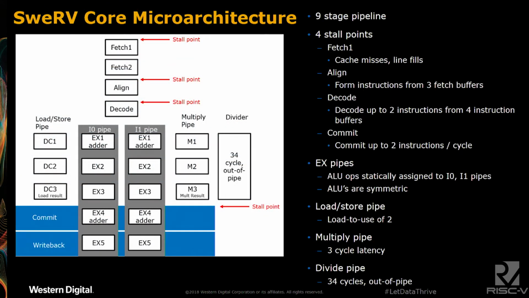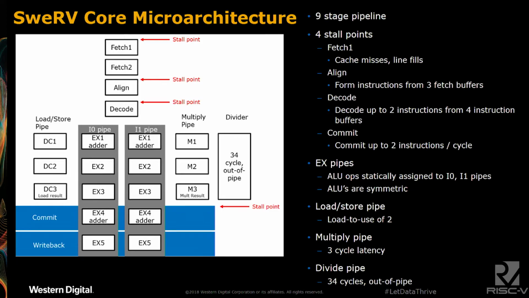We're doing this in TSMC. The target frequency is 1 gigahertz, and we're running at a slow corner, SSG corner. For the microarchitecture, we're a 9-stage pipe, including write back. We're, as already mentioned, 2-issue in order.